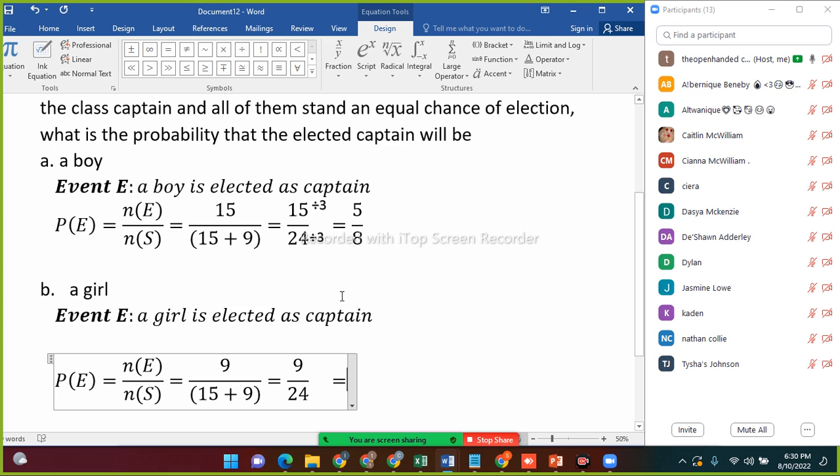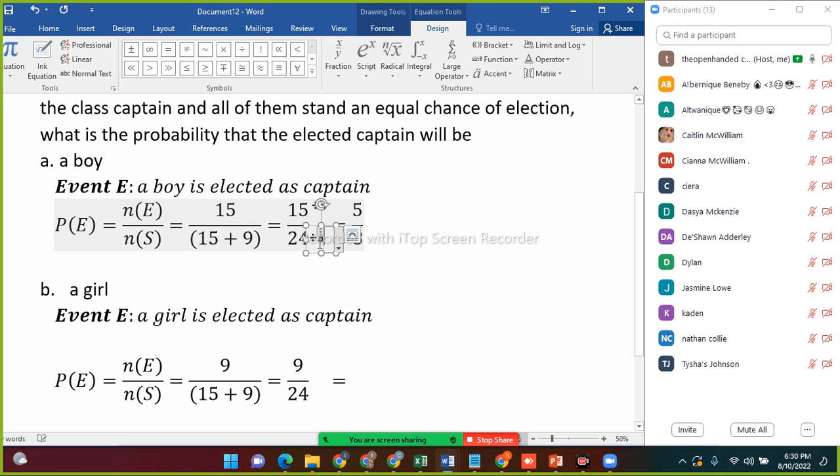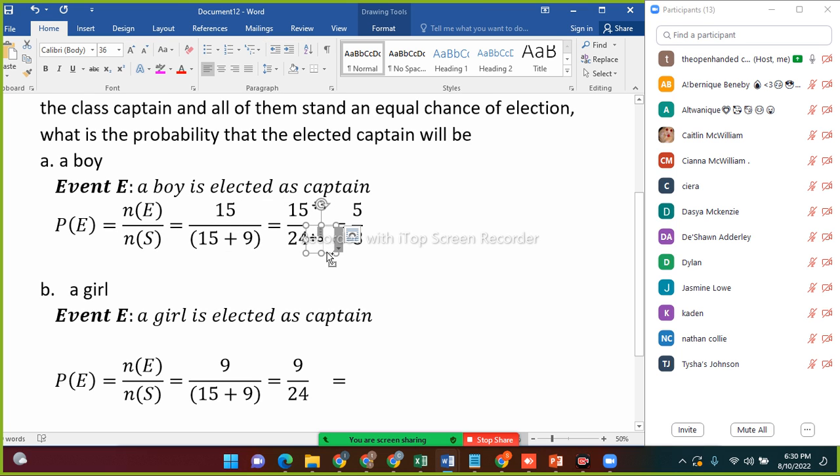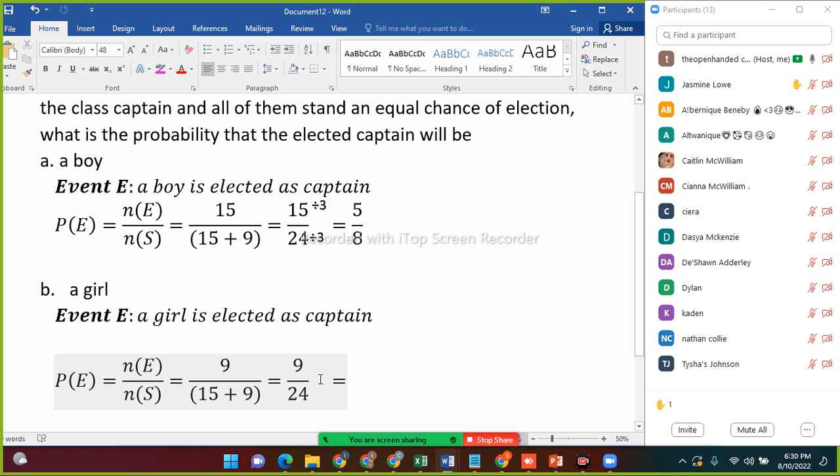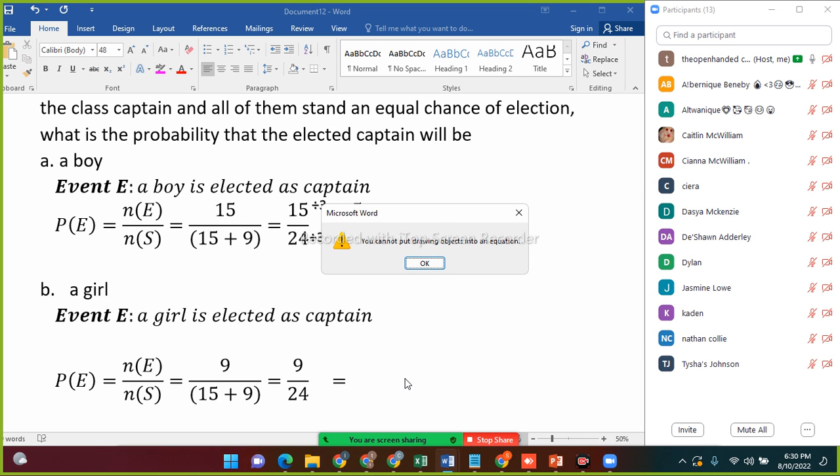And we could simplify this. Miss Johnson, what number could we use to simplify 9 and 24? 3. 3, very good. What is 9 divided by 3? 3. And 24 divided by 3? 8. Very good. So it's 3 over 8.